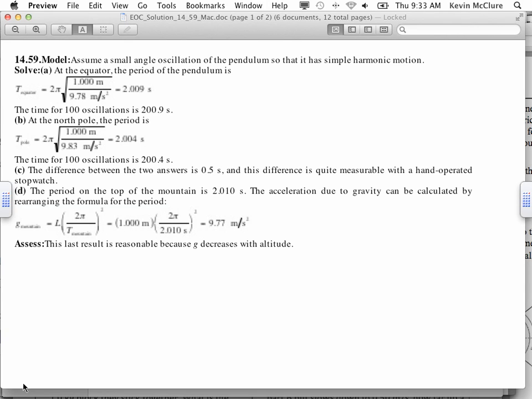The difference, okay, quite measurable. Hand operated, yeah, sure. It's measurable with a stopwatch, but you're going to have humongous error. So I wouldn't choose that. I would choose some sort of electronic timing system, but whatever. D, and then here they're saying the period is this. They got that by taking the oscillations divided by the time, and then just plugging it into your equation.